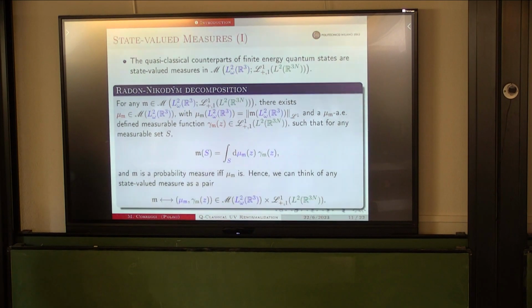Now, everything here is well defined, and it's up to you. You may think of the vector measure itself, or of the pair given by the scalar measure and its Radon-Nikodym derivative. So it's equivalent. There is a unique correspondence, to some extent, okay.